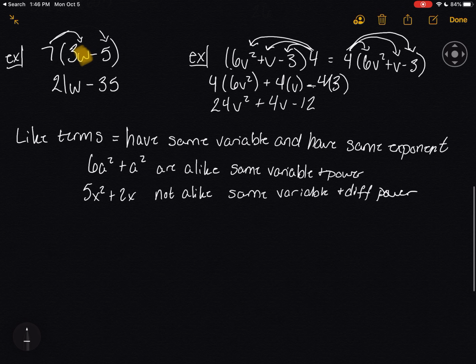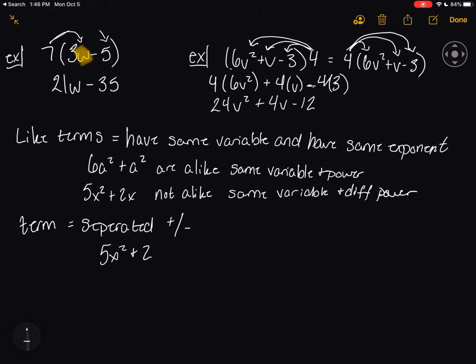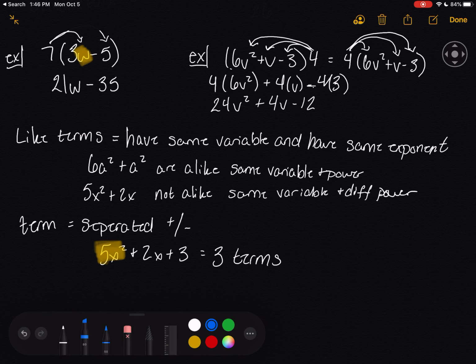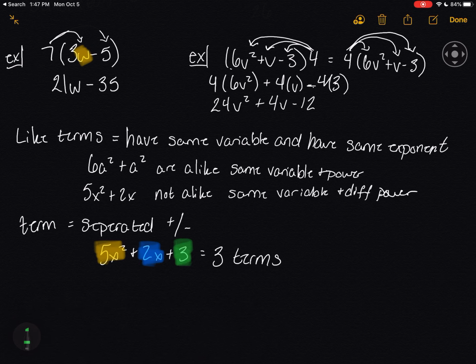So remember as well, a term is separated by adding or subtracting. I'll write plus or minus. So if I gave you something like 5x squared plus 2x plus 3, there are in fact 3 terms here. I have 1, and then I have that plus sign, so I have 2, and then I have another plus sign, so there is my 3. So that would be 3 terms.